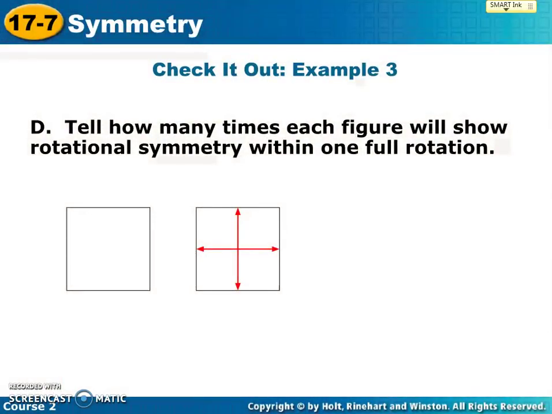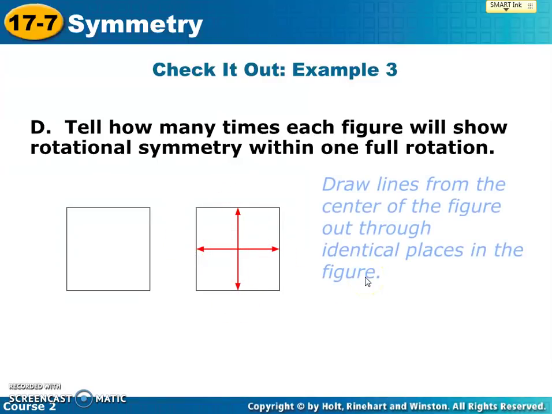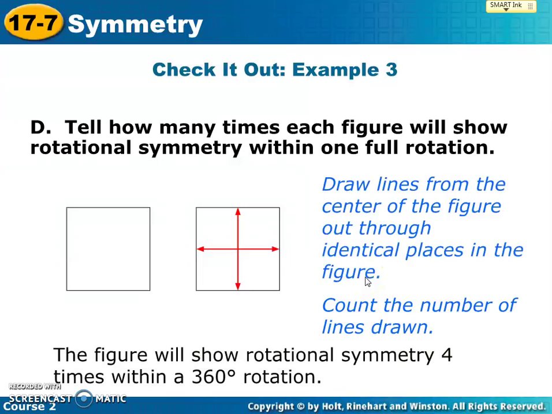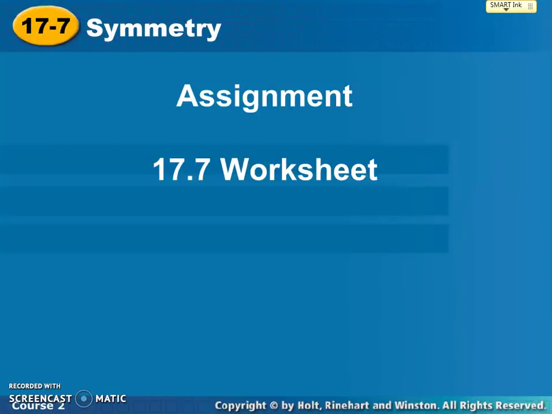And we're left with a very similar shape here in a square. Again, the center of the square is going to be our center of rotation. And we're going to go out to the edges, cut this thing in half. We drew it 4 times. Okay, so we count up the lines drawn. So we show rotational symmetry 4 times within that 360-degree rotation. That's basically counting up the lines of symmetry, or how many times it shows rotational symmetry in one full rotation.